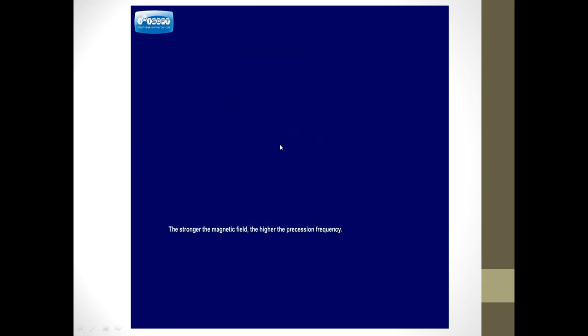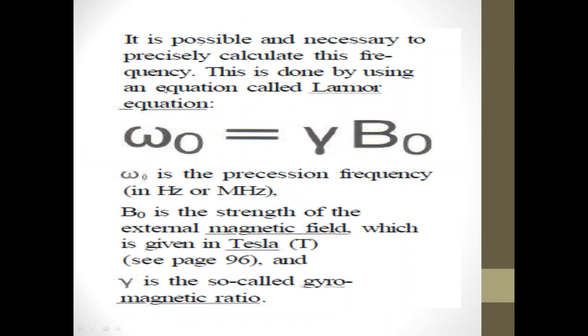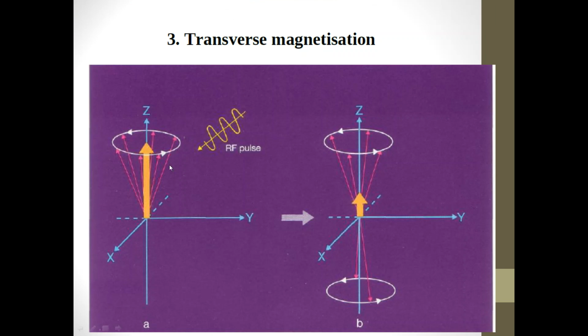So the remaining protons will be used to get the image, or to be excited to get the image finally. This is the precession frequency, as I said before. Here all protons are out of phase and in the Z direction. Before applying a radio frequency pulse, you have to know that these protons cause magnetization in the Z direction, which is represented by this yellow arrow.